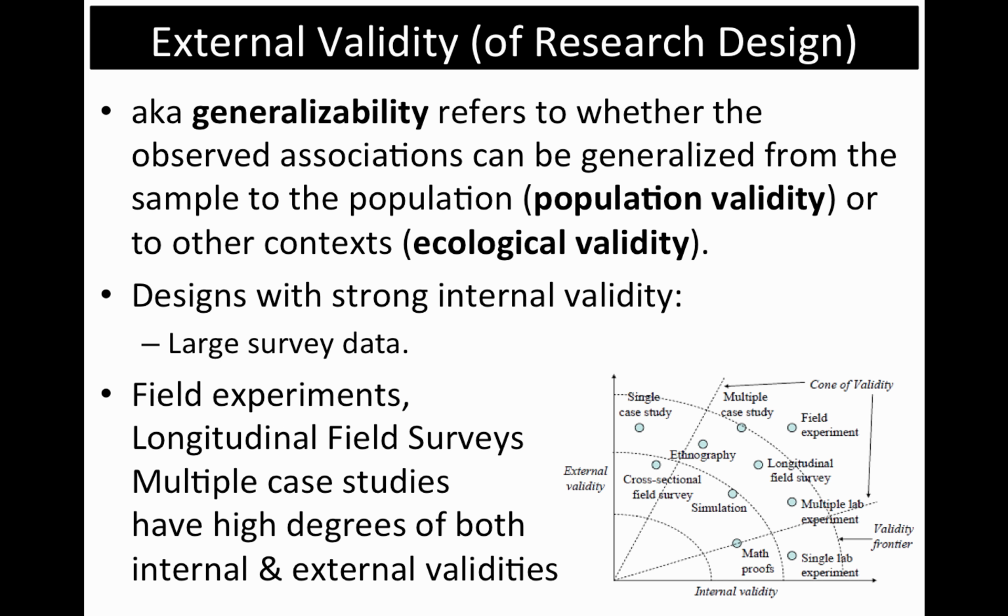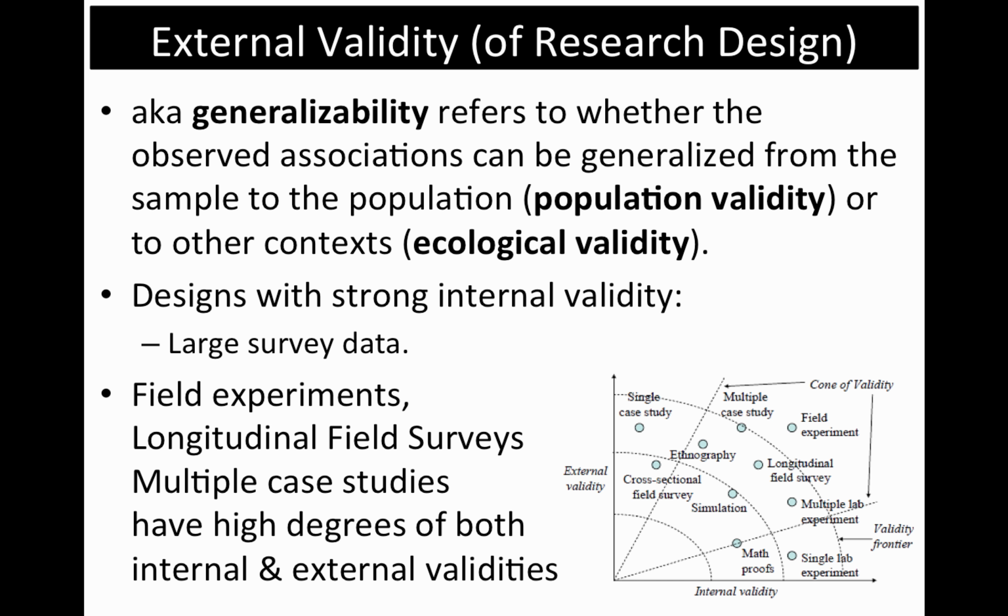External validity of research design is also known as generalizability. This refers to whether the observed associations can be generalized from the sample to the population, what is known as population validity, or to other people, organizations, contexts, or time, what is called ecological validity.